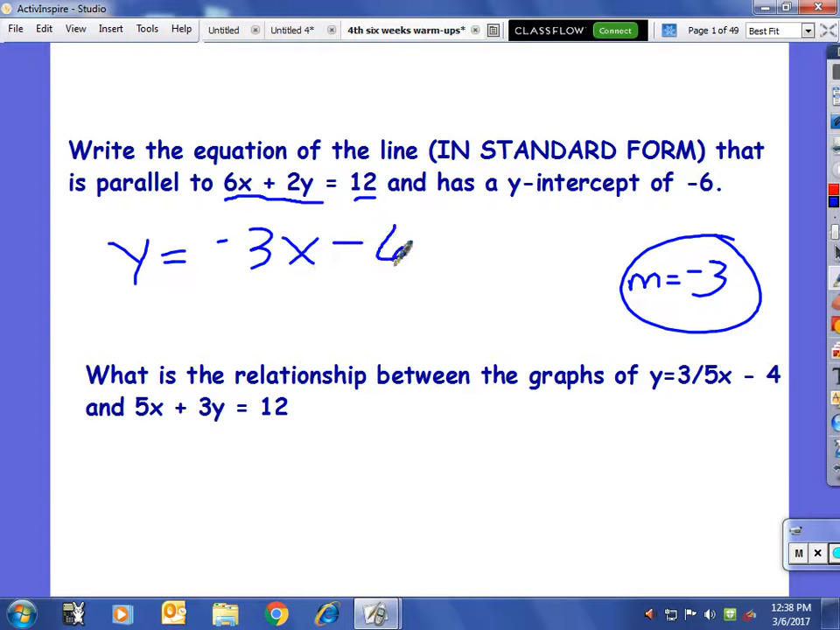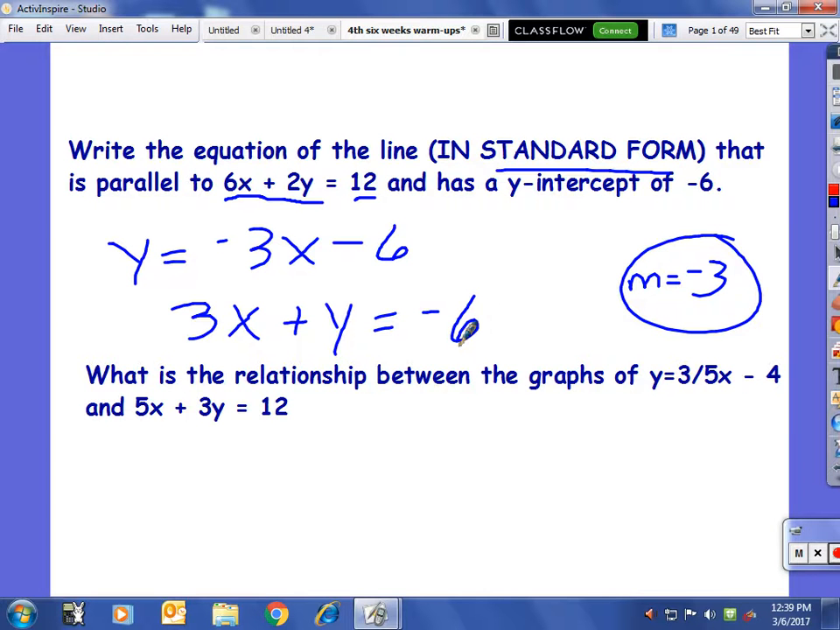Now, look what I asked for, though. Standard form. And I'm telling you, on the test on Friday, a lot of the answer choices are, because some of it's multiple choice, and a lot of times they put those answer choices in standard form. So really, this one's not that hard. Just move the x over. 3x plus y equals negative 6.